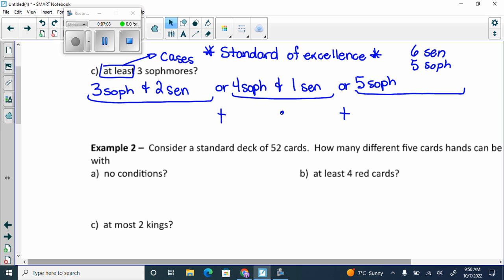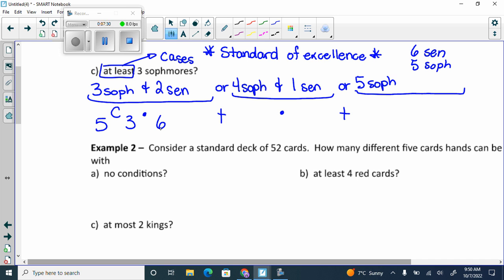Multiply. So these are going to be multiplied in the middle. Okay, and, multiply, or add. So we have 3 sophomores from 5, so we do 5 choose 3, and 4 seniors, that's our 6. Add.